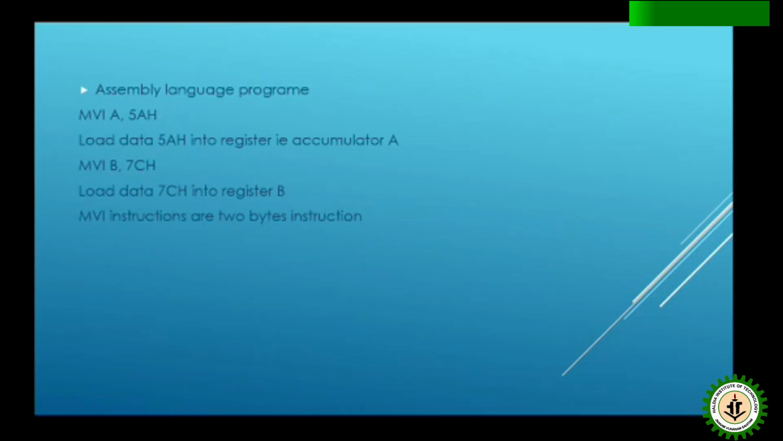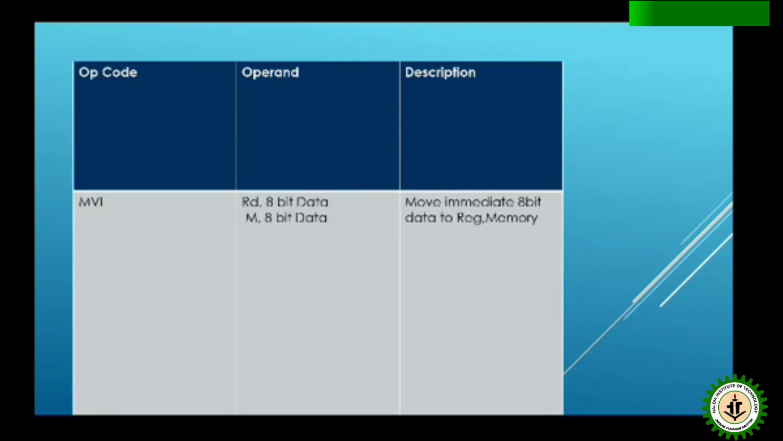That is, directly I am loading a particular hexadecimal number into a particular register. The register may be a general purpose register, the register may be an accumulator. So here MVI instruction, register, data: move immediate.